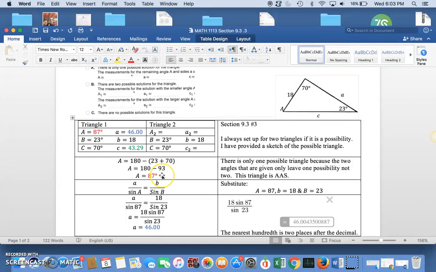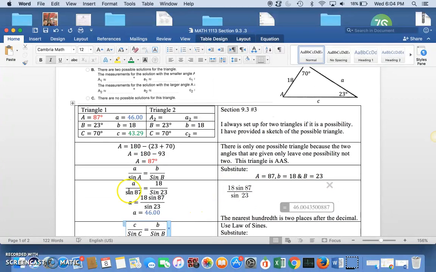So I'm going to find angle A. We know that they add up to 180 degrees, and we were given two angles, 23 and 70. And that leaves 87 degrees for angle A. Now, I want to find side A. Side A is to the sine of angle A, as side B is to the sine of angle B. This is your setup. I've substituted for angle A, side B, and angle B.